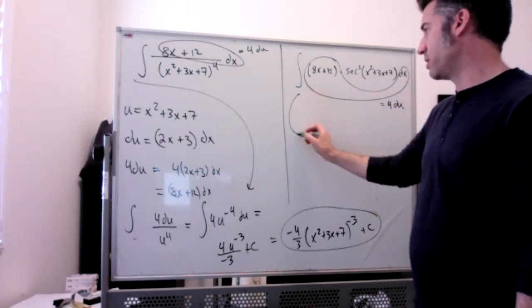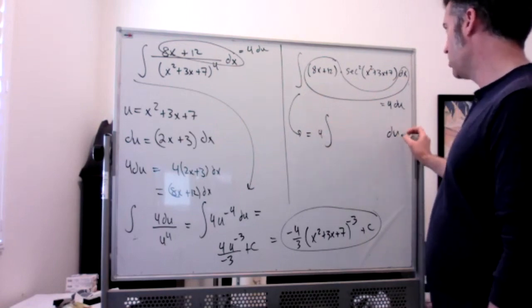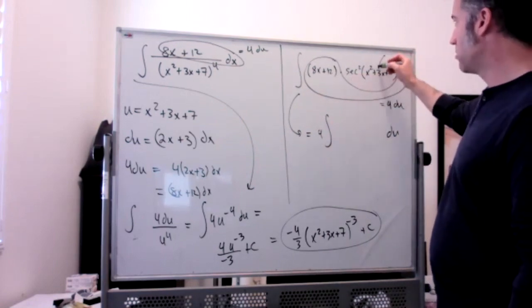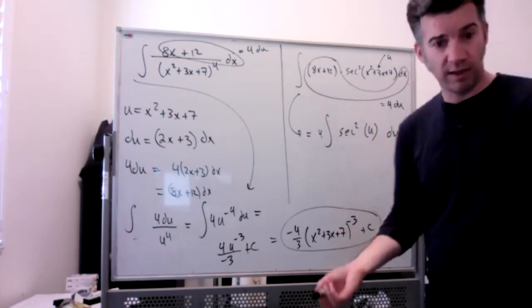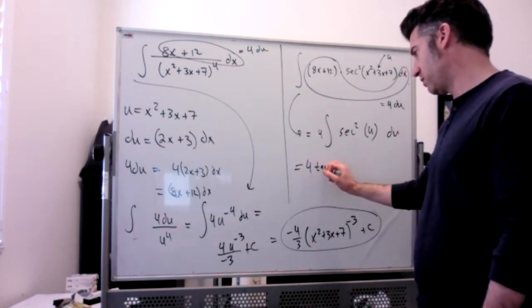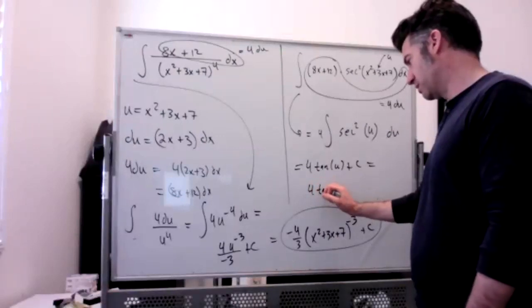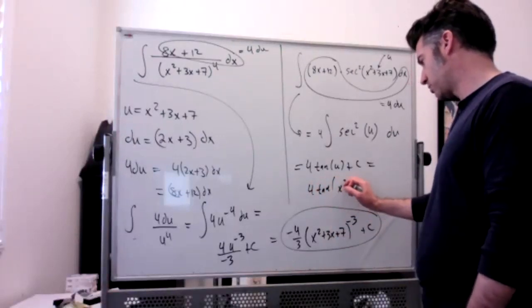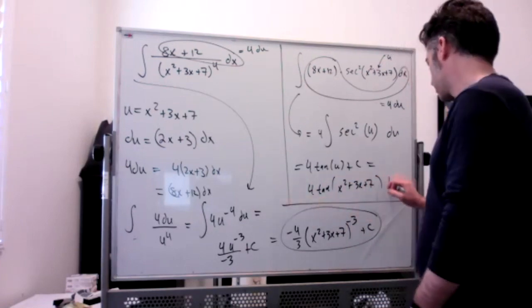So this integral becomes the integral of 4 times du times secant squared of u. We know how to integrate secant squared. It's tangent. This is going to be 4 times tangent of u plus c, which is then 4 times tangent of u, which is x squared plus 3x plus 7.